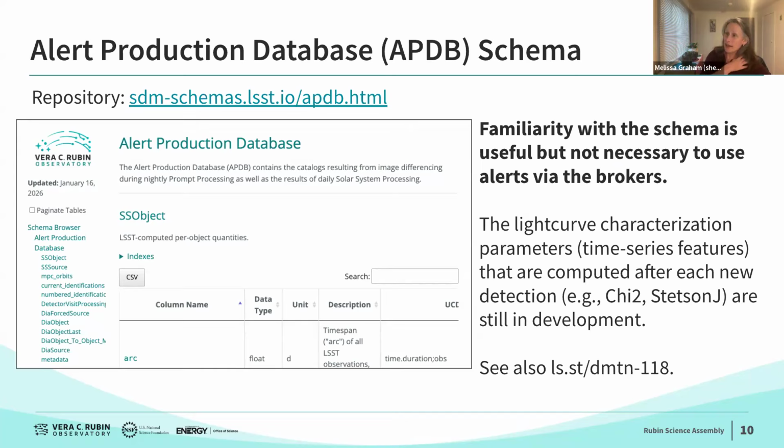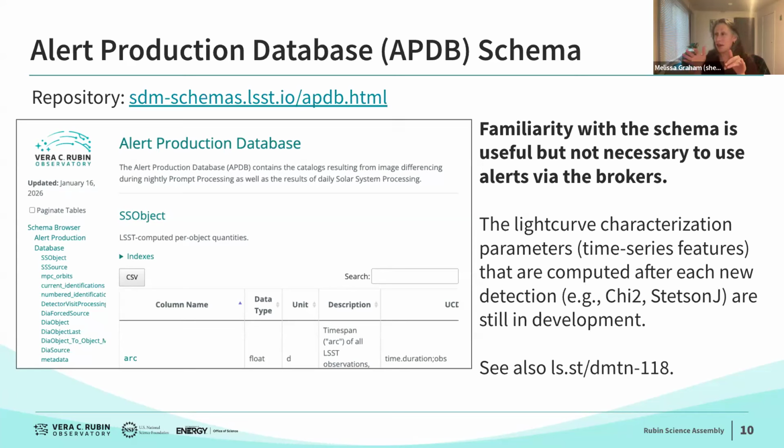I will note that the light curve characterization parameters, also called time series features, are computed after each new detection. So you have one detection in a difference image, and then the pipeline takes that one detection and associates it with other detections that we've seen at the same location. So you can build up a light curve over time of detections of the same static sky coordinates. And then you can run light curve characterization and measure things about the light curve. And so every time Rubin sees a new detection in a difference image for a given location on the sky, it recomputes these light curve characterization parameters, and those also go out with the alert.